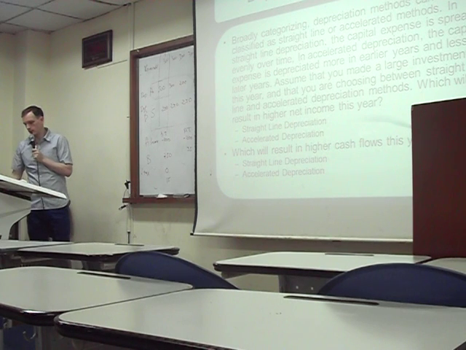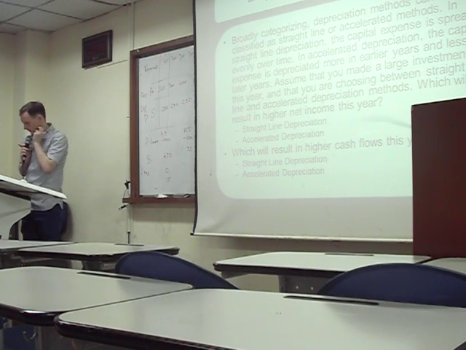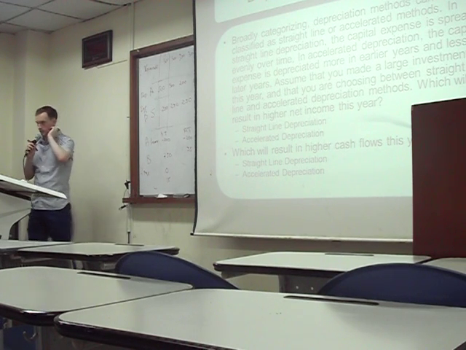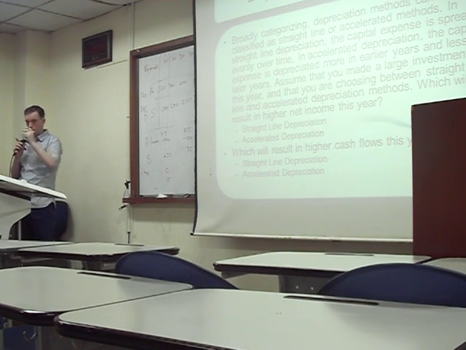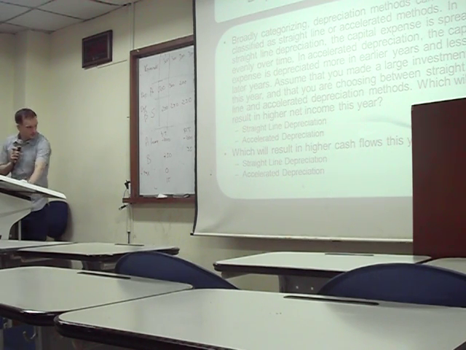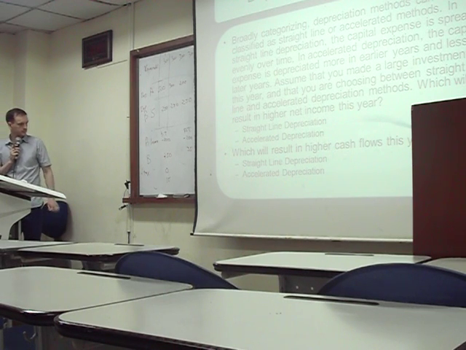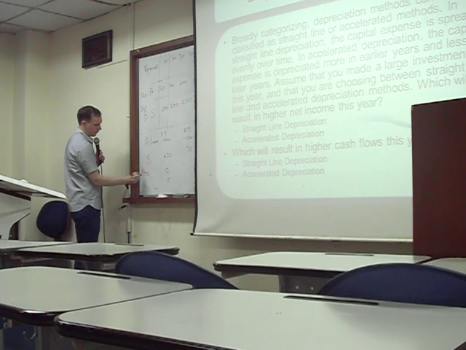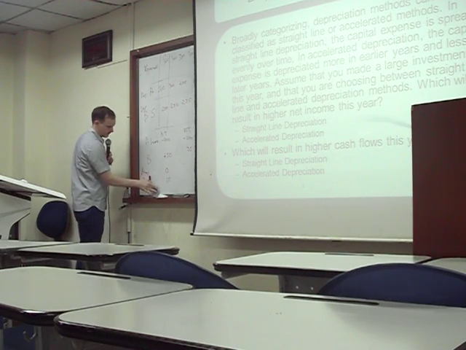Then the second question: which one will result in higher cash flows? Now discuss with your partner. Which one is going to give us higher cash flows? This is A and B. Tax for A is 0. For B, tax is 15.